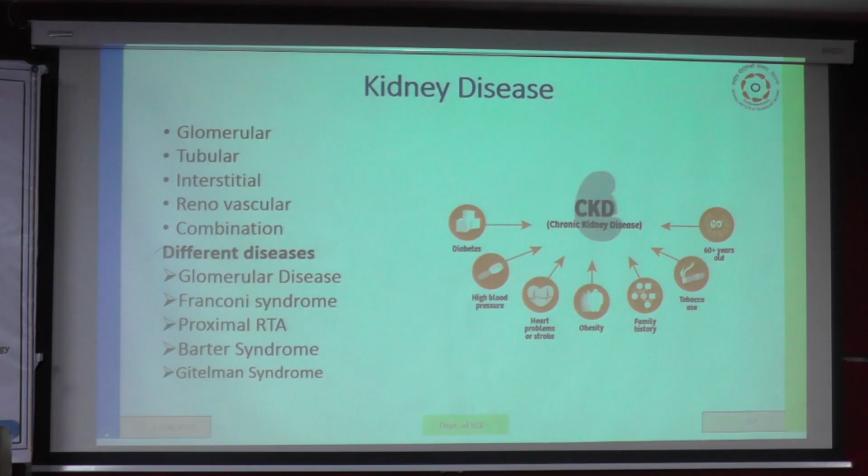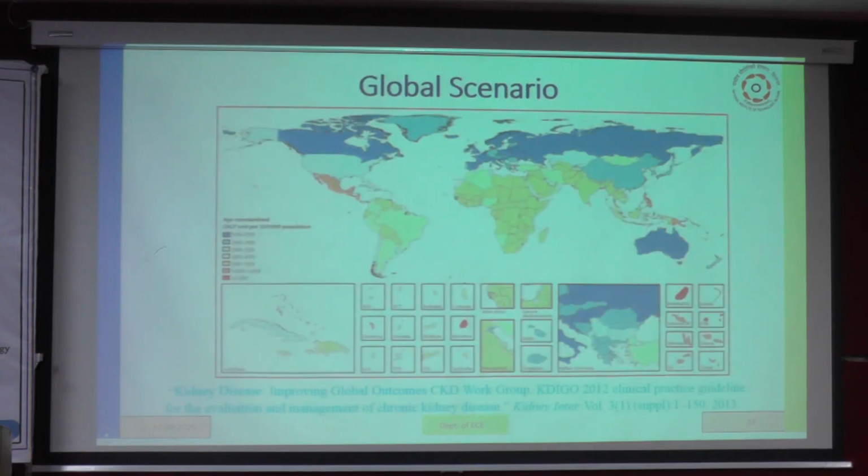Then high blood pressure, heart problems, stroke, obesity, family history, tobacco use, and obviously the age factor. These are all contributing to chronic kidney disease.